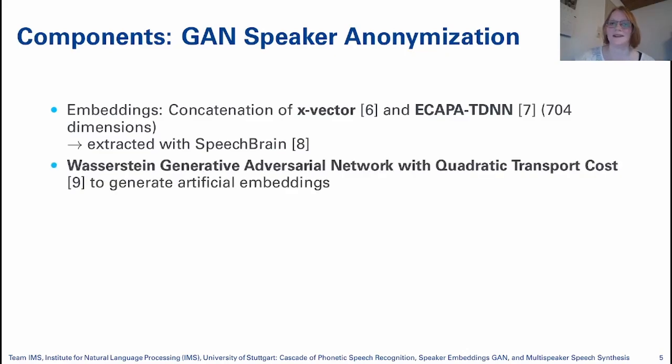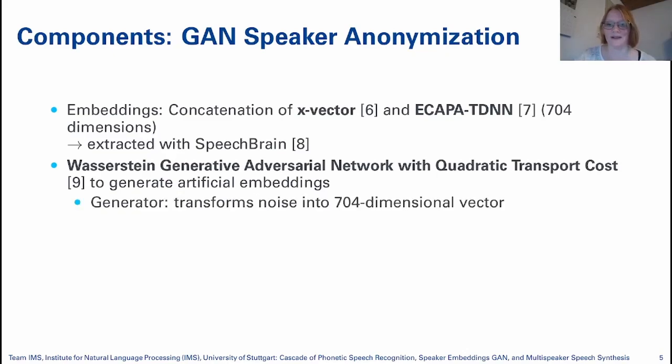We are training a Wasserstein generative adversarial network with quadratic transport cost to generate new artificial speaker embeddings. So this architecture is optimized towards convergence because GANs usually have the problem of being difficult to train to convergence. And also this architecture reduces the problem of mode collapse that is typical to GAN models.